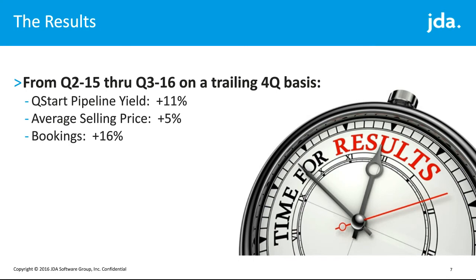It's really about how we're seeing that yield increase. As a result, we're seeing our average selling price start to climb. And in the end, what we really want to see is that big bookings increase. So we've really started to ramp up as an organization.